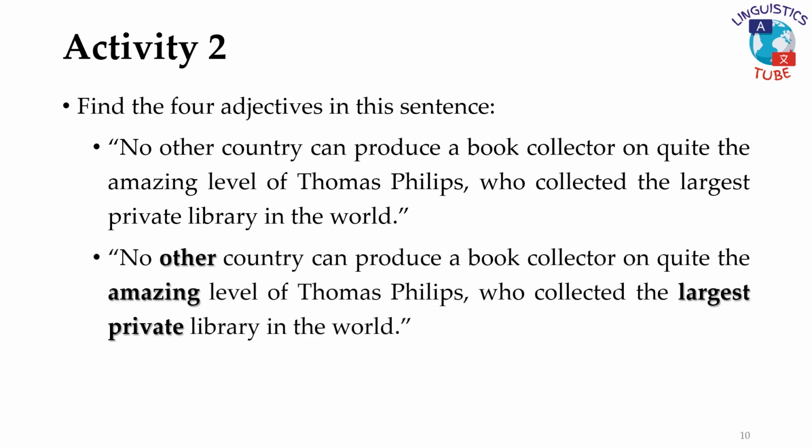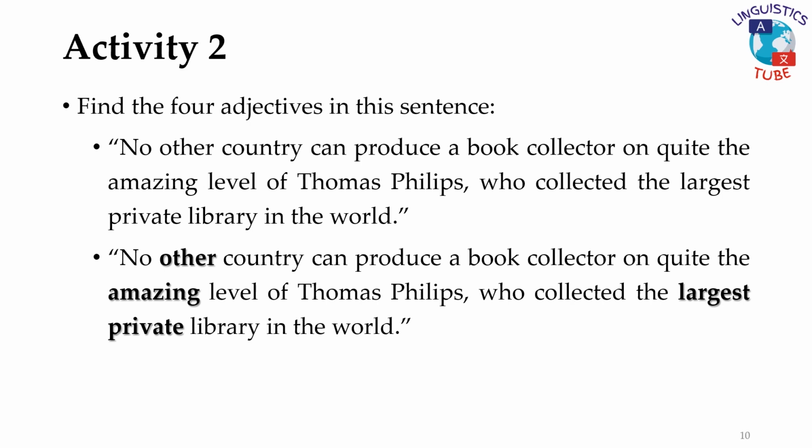In terms of position, all of these adjectives are directly before the noun they modify. However, they all have different properties. Other is a difficult adjective to describe. Perhaps we could simply describe the property as additional information. Amazing describes the quality of the noun level. Finally, largest and private describe 2 properties of library.